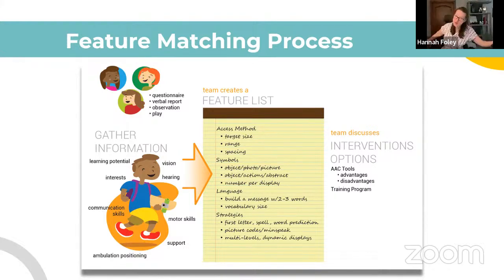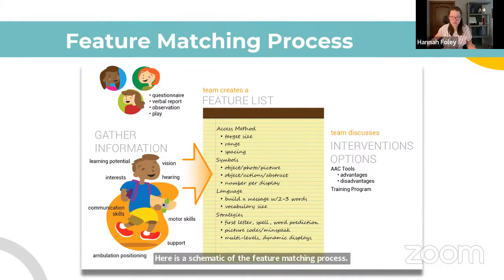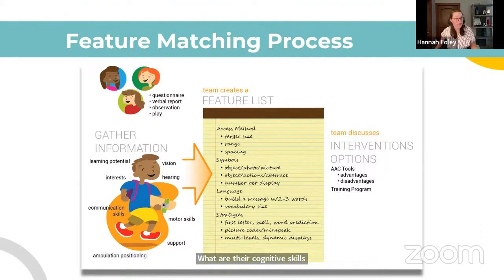Here is a schematic of the feature matching process. We start by gathering information about the communicator. What are their cognitive skills like, their vision, hearing, motor skills, and language skills? We consider their supports and barriers. We then create a list of features we deem necessary in an AAC system.